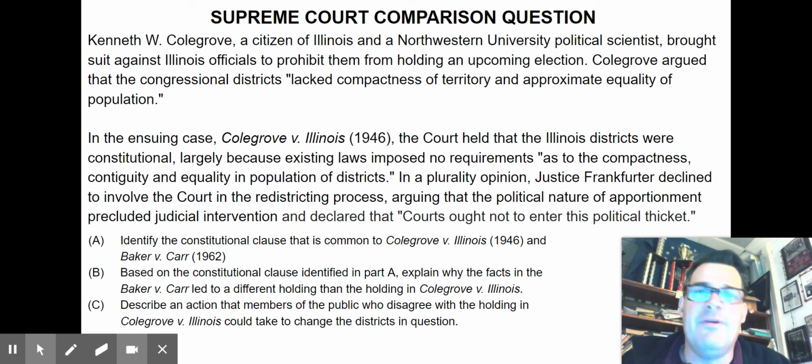Because if you don't know them, then you're done on a Supreme Court question. If you don't know the facts of the case they give you, then you are not going to do well. Okay, you need to be able to do well on it. So let's pause if you need to. Otherwise, I'm moving on. All right, let's read.